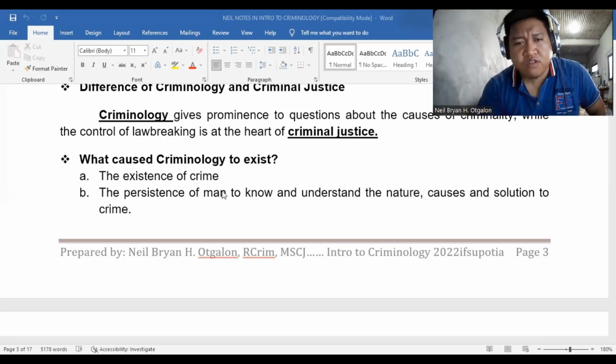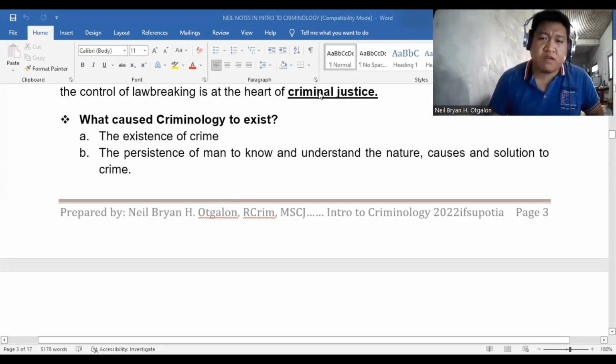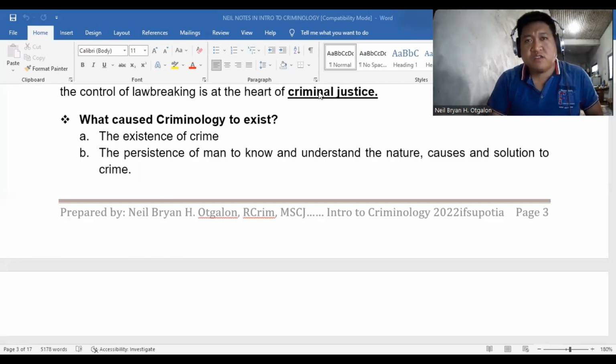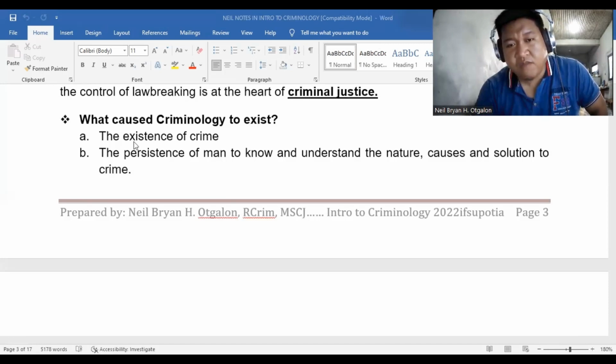What caused criminology to exist is the existence of crime. Ganon din ang criminal justice. Pero bakit may criminal justice? Criminal justice is the machinery or the tool of the government to control and prevent crimes. And again, the basis of the criminal justice is the criminal law. Likewise, the basis of criminology to say whether something is a crime is the criminal law. What is criminal law? Criminal law is a branch of law which defines crimes, treats of their nature, and provides for their punishment. Okay? So that is all about that issue.